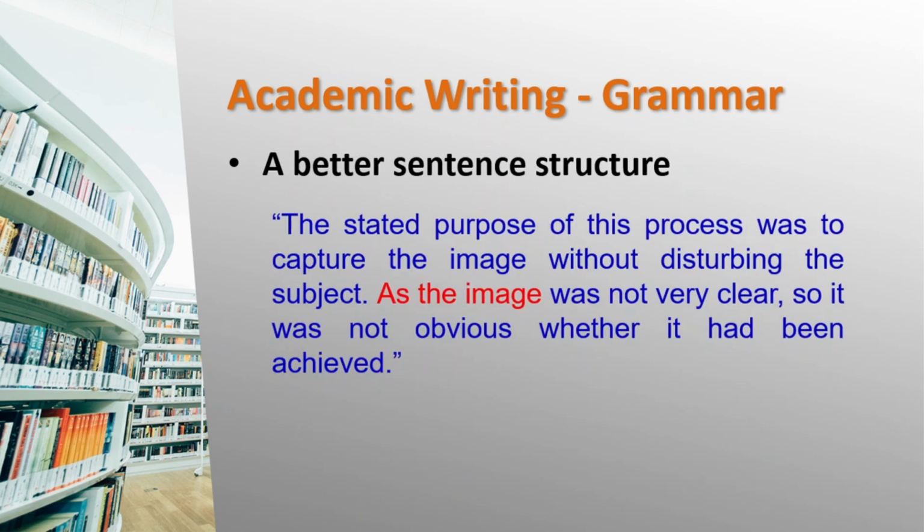So if we have to reconstruct this sentence, then a better sentence structure might be: the stated purpose of this process was to capture the image without disturbing the subject. As the image was not very clear, it was not obvious whether it had been achieved. So in such a case, we know that the "it" used in the second sentence actually refers to the image. So be sure not to use ambiguous pronouns.